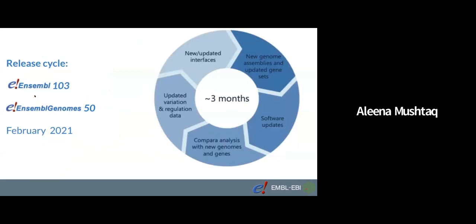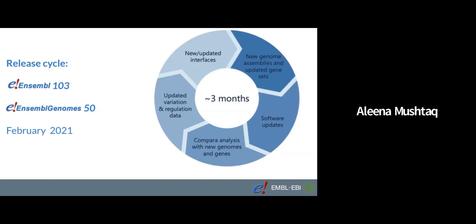Ensembl data is updated every 3 months as genomic data constantly changes and grows. So our data is not static. Every 3 months, we release a new version, and there's a lot of behind the scenes work. So we add new genome assemblies and we update our gene sets. We also update our software. We run new analysis on the data. We update our variation and regulation data, and then we finally package it all up and display it in the browser. The current Ensembl release is Ensembl 103, and for Ensembl Genomes, it is 50.